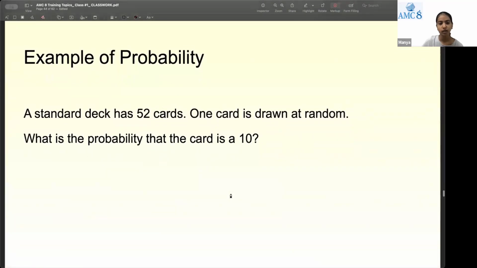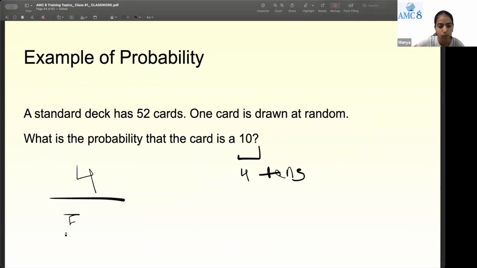So a standard deck has 52 cards, and 1 card is drawn at random. What is the probability that the card is a 10? There's only 4 10s in the standard deck. And so we would just do the total number of 10s divided by the total number of cards, which is 4 by 52, which is equal to 1 by 13. And that would be our final answer.